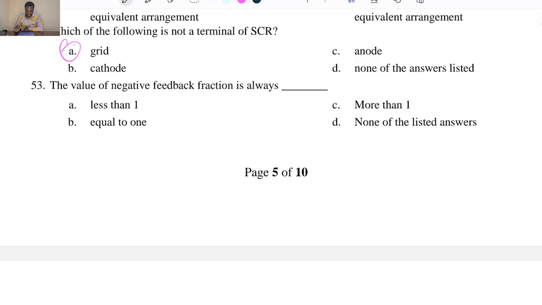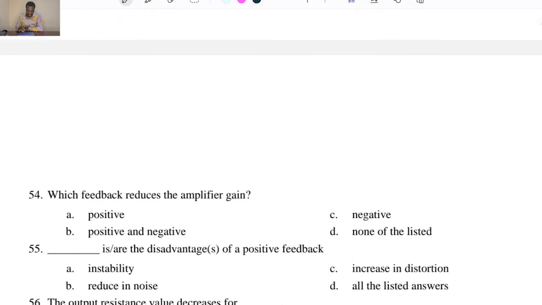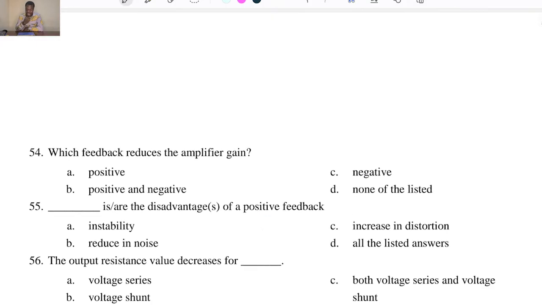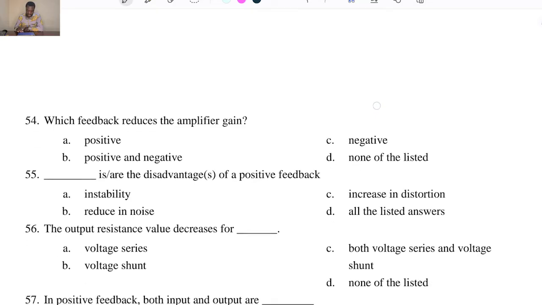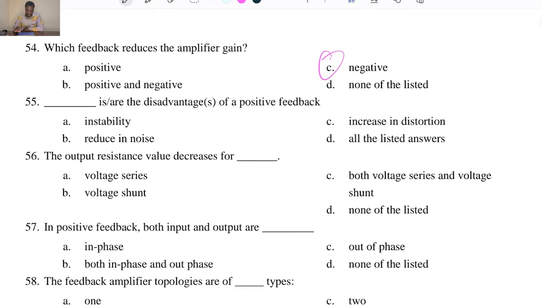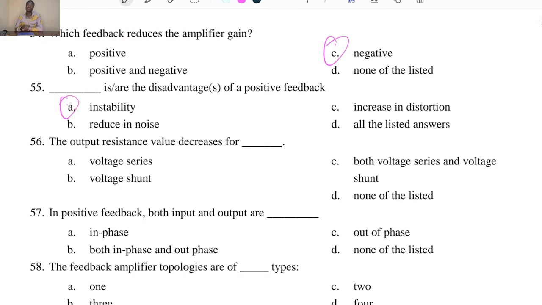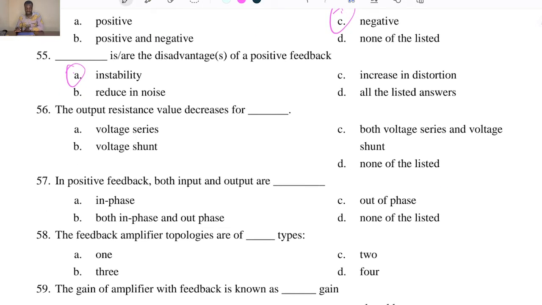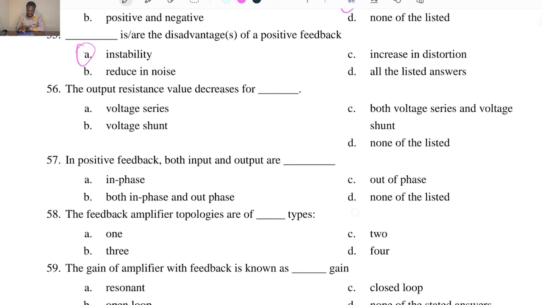The value of the negative feedback fraction is always less than 1, and feedback reduces the amplifier gain. So when you talk about reduced amplifier gain, we have negative feedback. The disadvantage of positive feedback is instability. Right? For positive feedback, we have instability as a major issue.